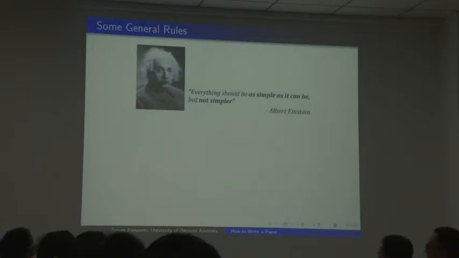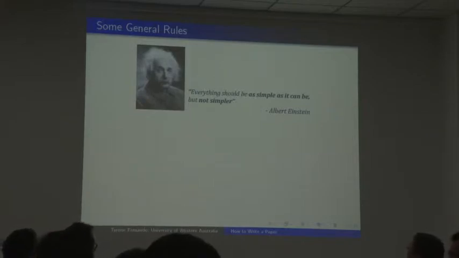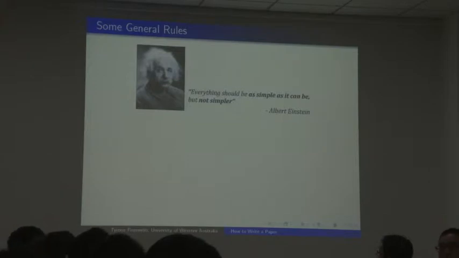So firstly, some general rules. Albert Einstein, one of the greatest scientists the world has seen, once said, everything should be as simple as it can be, but not simpler. I highlighted the part, as simple as it can be, but not simpler. So what do you think Einstein meant by this quote? This is a very famous quote. Everything should be as simple as it can be, but not simpler.